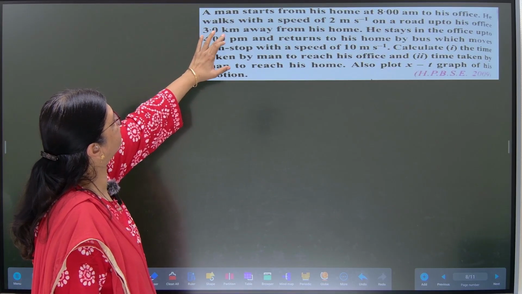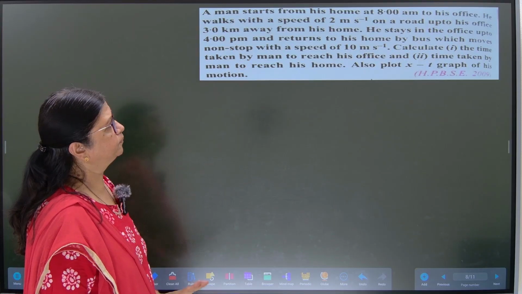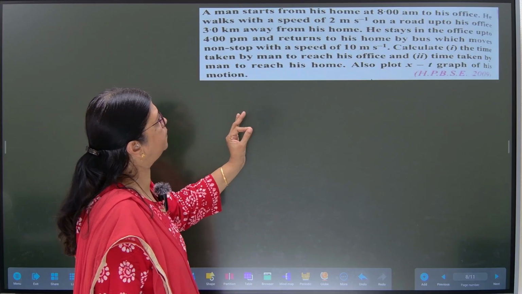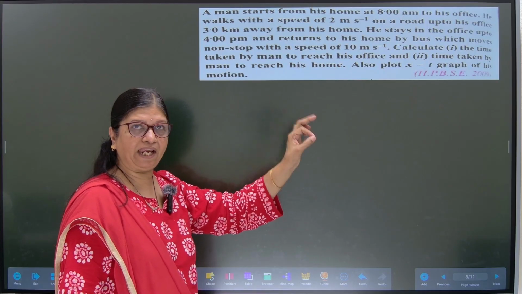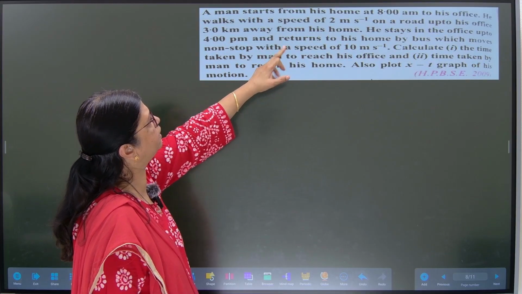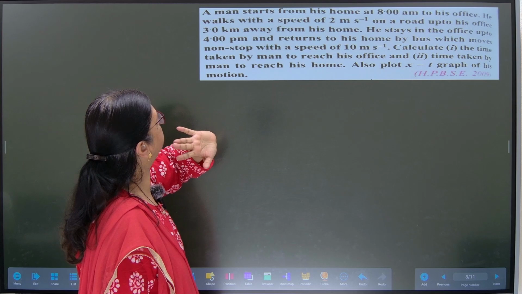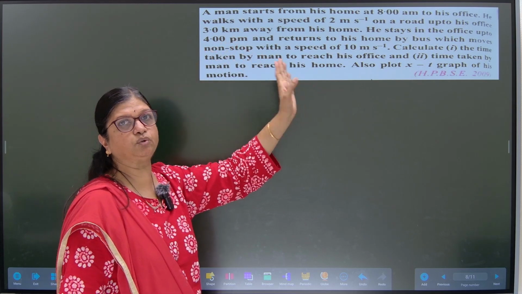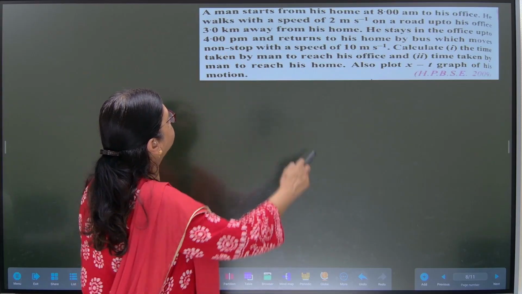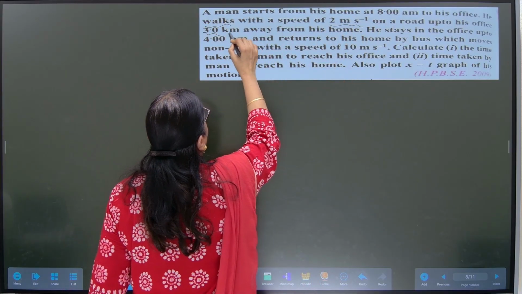Okay. A man started from his home at 8 a.m. to his office. So one man is there. He has started from his home at 8 a.m. towards his office. He walks with a speed of 2 meters per second. So speed is given. On a road up to his office, 3 kilometers away. So the distance between the home and office is 3 kilometers. He is walking and the speed is 2 meters per second.